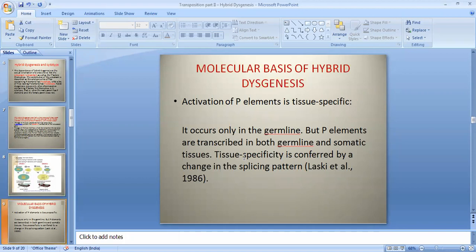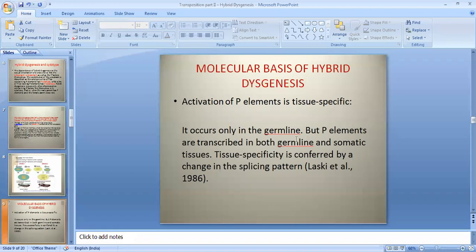Let us just focus on this paragraph. Activation of P element is tissue specific. So I'm explaining the question you have asked. You have asked a nice question. The activation of P element is tissue specific, so it occurs only in germline.